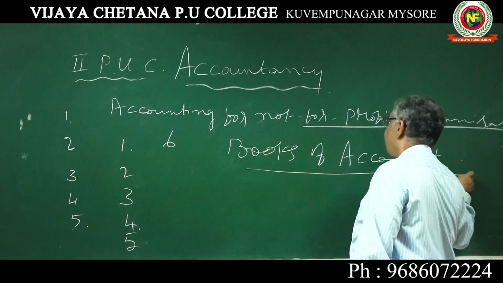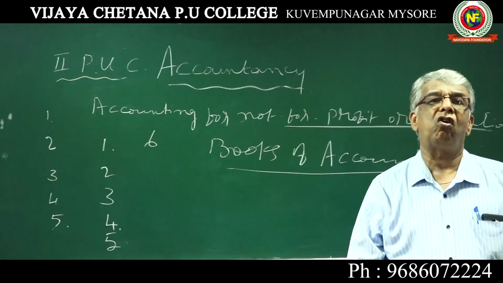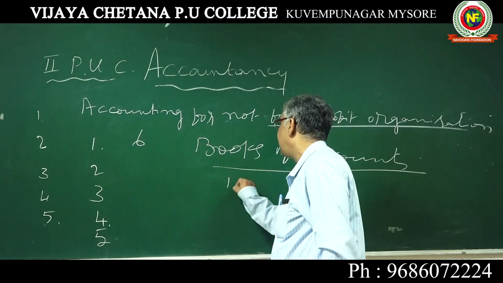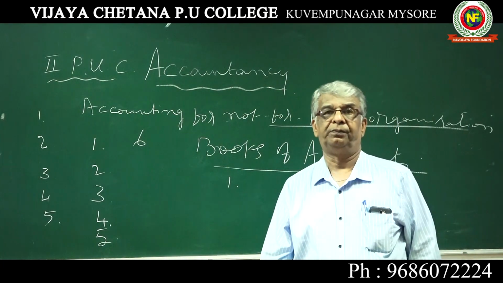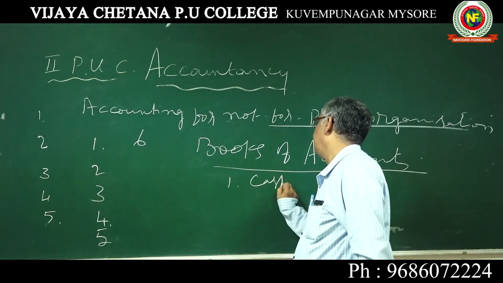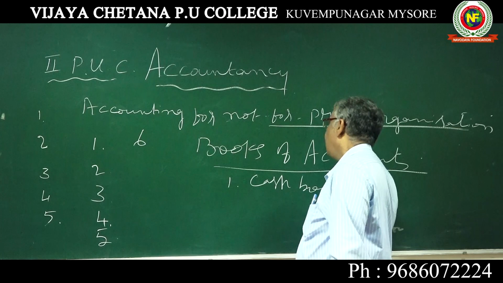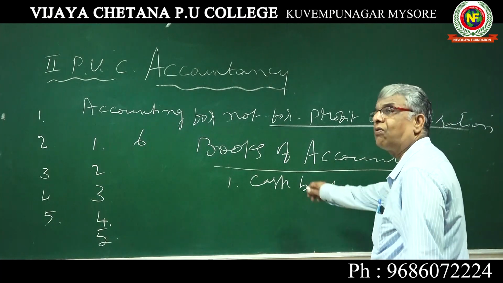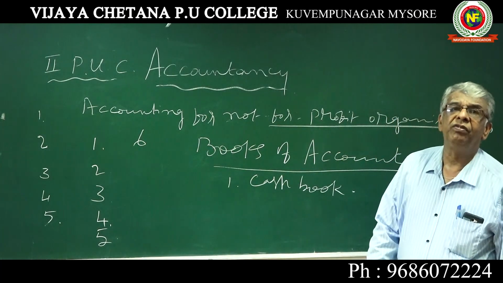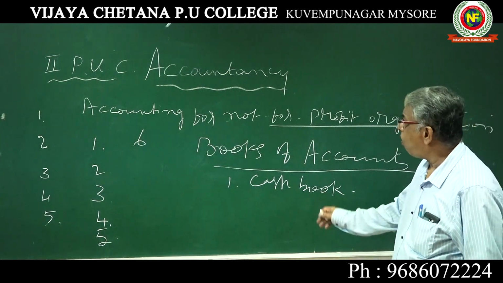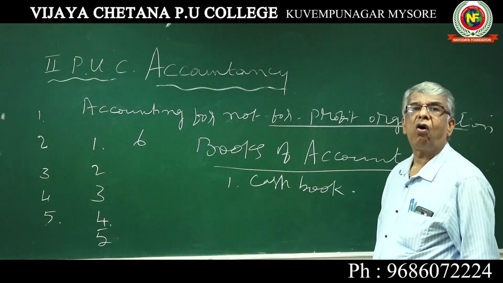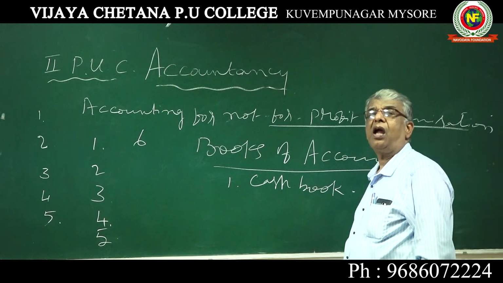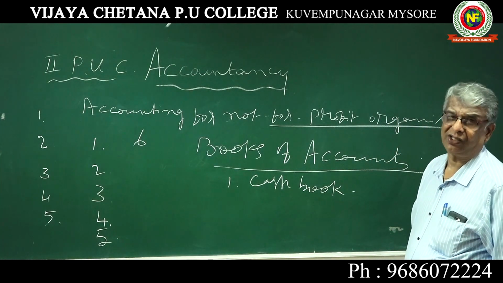The books of accounts maintained under not-for-profit organizations are mainly, first and foremost, the cash book. What is a cash book? As you know, the cash book is nothing but a summary of the cash transactions which have taken place during a given period of time. In the cash book, we record all receipts on the debit side and all payments on the credit side. It contains the opening and closing cash or bank or both the balances.